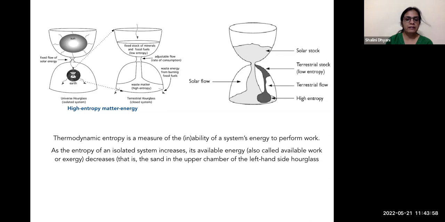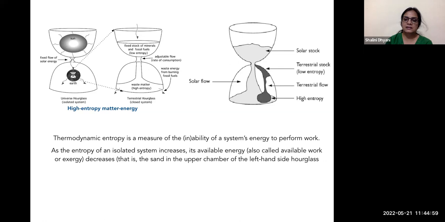Similarly, here it is shown that there is a solar stock and there is a terrestrial stock. In the terrestrial stock, you can assume trees that have biomass that is very condensed and has low entropy. The moment you start extracting these trees, removing the resources, there is a stage when you have more waste material generated, be it in liquid or gaseous form, and it leads to high entropy. So as the entropy of an isolated system increases, its available energy, or exergy, decreases. That is the sand in the upper chamber, as I showed you. But in real conditions, in the terrestrial ecosystem, whenever we increase the entropy, it doesn't increase its energy. It actually reduces its energy.